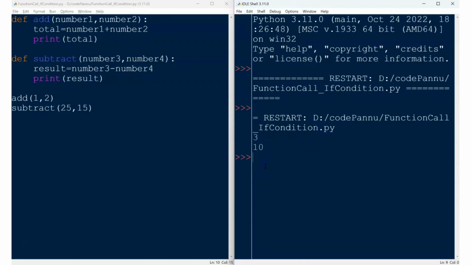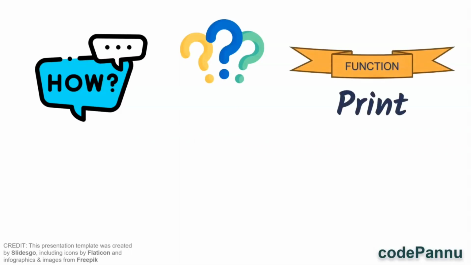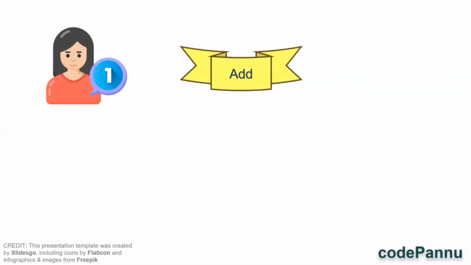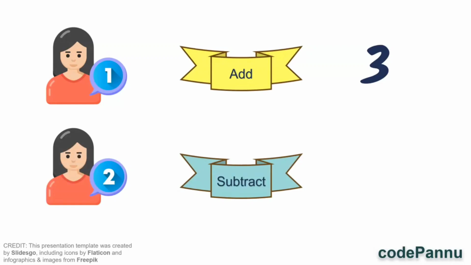But I want a small twist in this output. I want only one output, which means when I run the code, I should get only 3 or 10 as output. How shall we know which function output to print? We are going to ask the user to choose the function. If the user's choice is 1, the add function should run and show 3 as the output. And if the user's choice is 2, then the subtract function should run and show 10 as output.